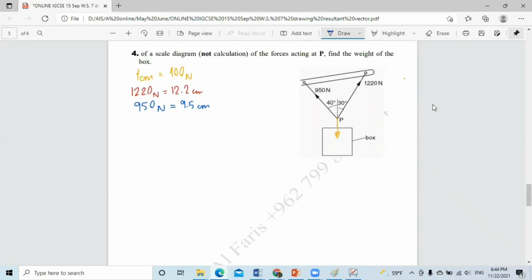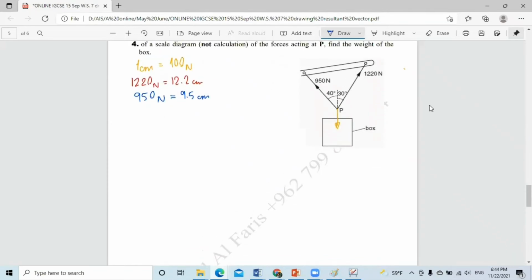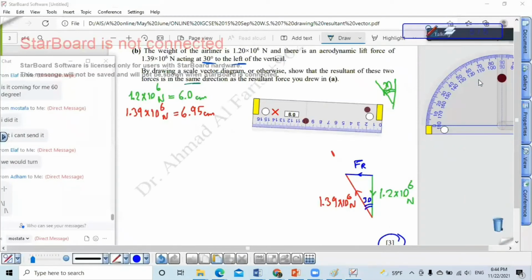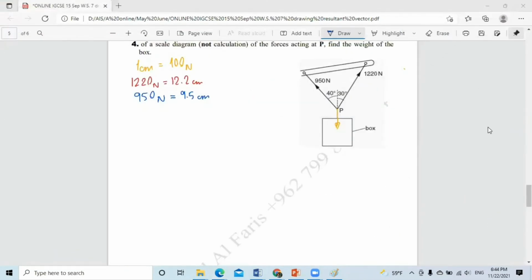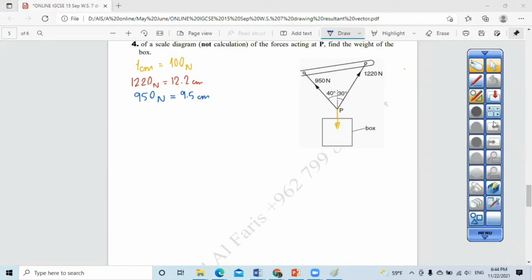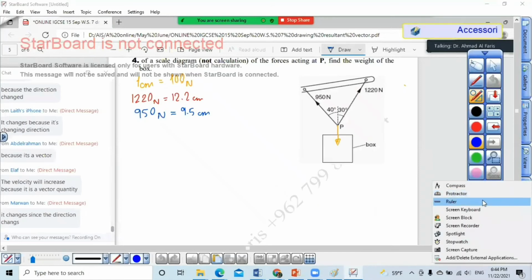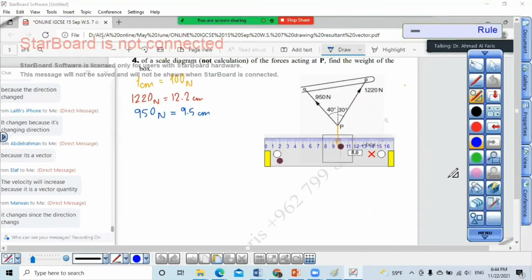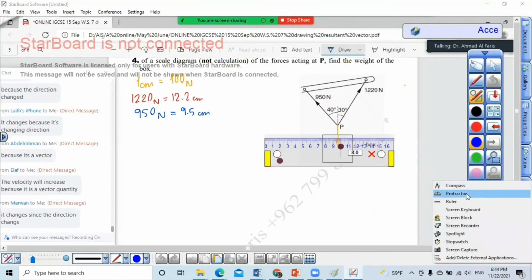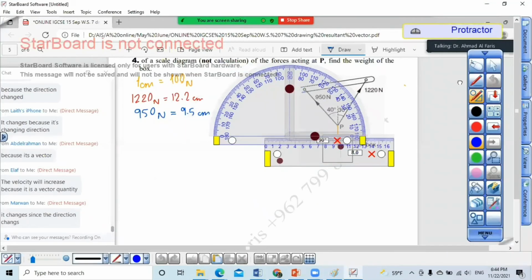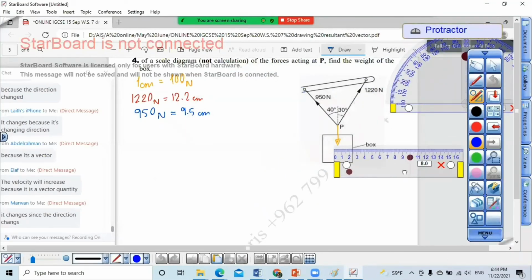Now, as I told you, I'll bring my protractor and my compass. I will use my tools: ruler and protractor. Look here. This is my ruler, and this is my protractor or my compass. Later on, I'm going to show you how to use the compass.